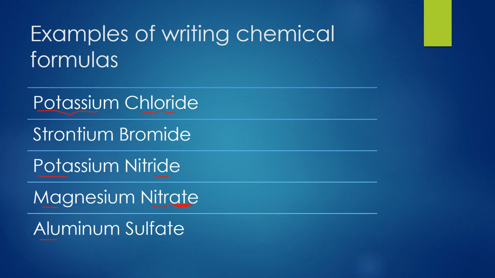Last example, aluminum. Al is the symbol, likes to form a +3 charge. And then notice we have a polyatomic again with that ATE ending. Sulfate, and sulfate is actually SO4 with a 2- charge.